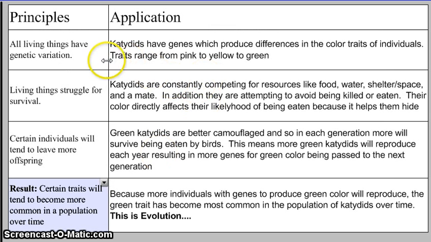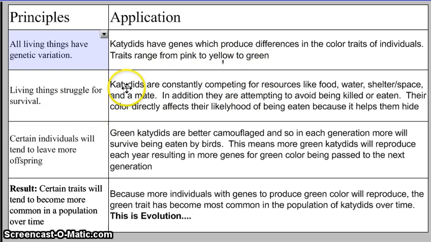Okay, here's what I consider to be good, complete answers. First principle, all living things have genetic variation. In the katydids, the way I would apply that is by saying that katydids have genes, so I'm talking about the genetic characteristic. They have genes that produce differences in the color traits. Okay, so I'm not saying they have different color genes, I'm saying they have genes that produce different colored traits. Remember that difference between the word genes and the word traits. And then I describe what the traits are, pink, yellow, and green.